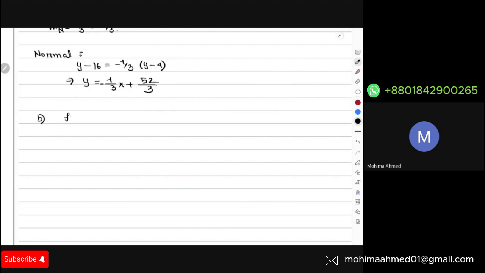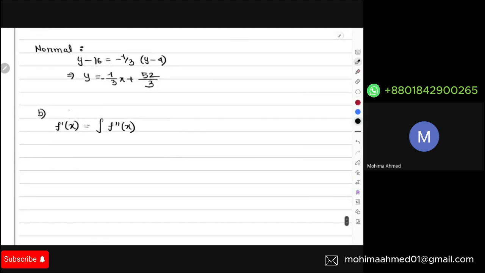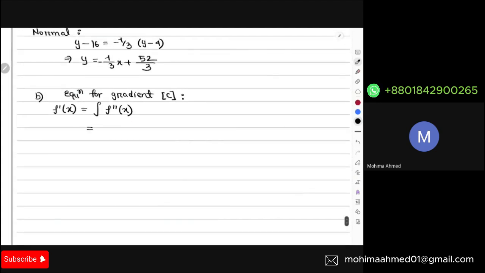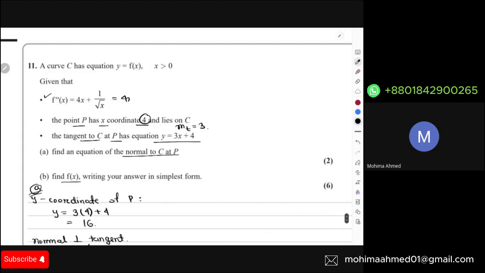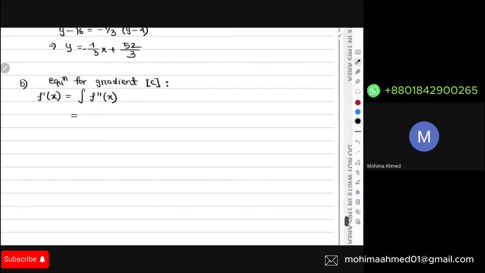First, in order to find out f'(x), I have to integrate f''(x). This is going to give me the equation for your gradient, not the equation for your graph. So the equation for the gradient for that curve C. Now for this one, what was the equation? It was 4x plus x to the power of negative half, right? So if you integrate 4x plus x to the power of negative half dx, you're going to get what?